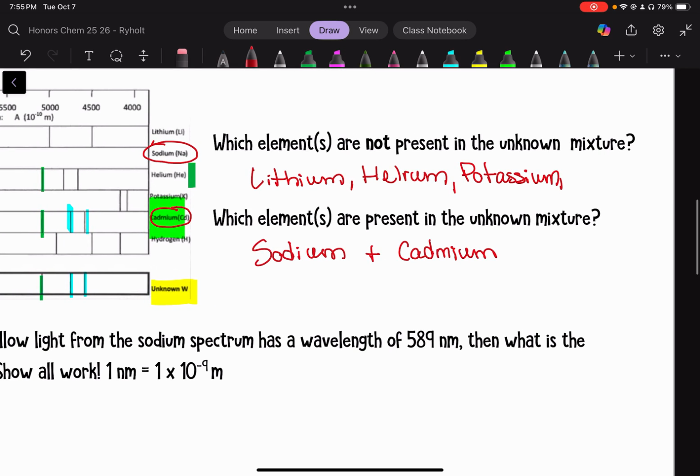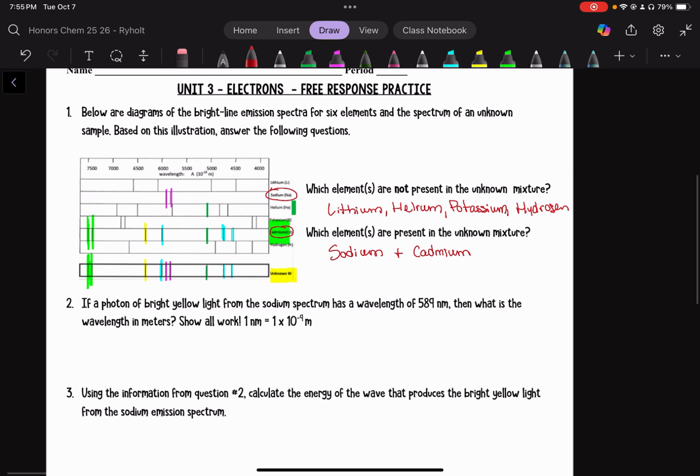And hydrogen is not present. All right, so that is pretty much it for that type of problem.